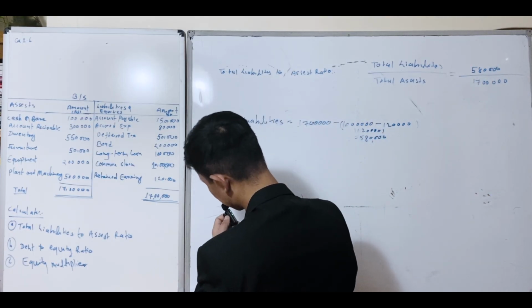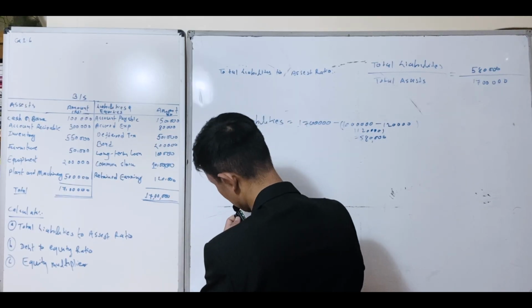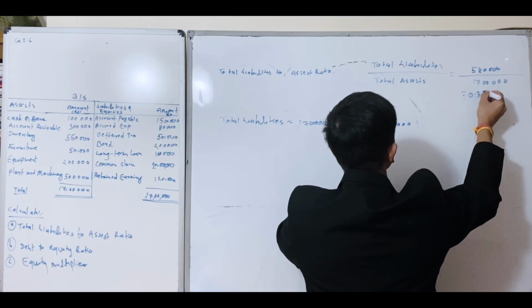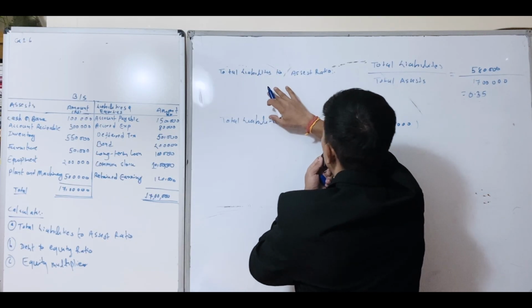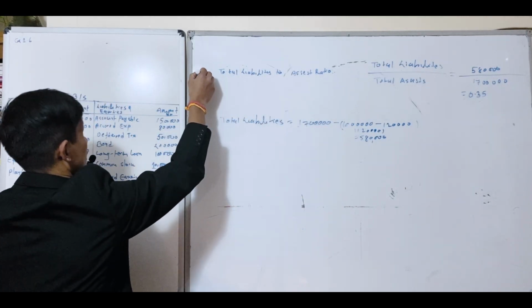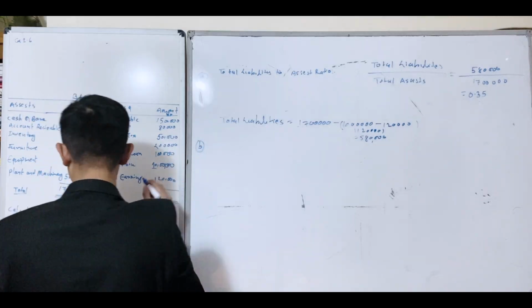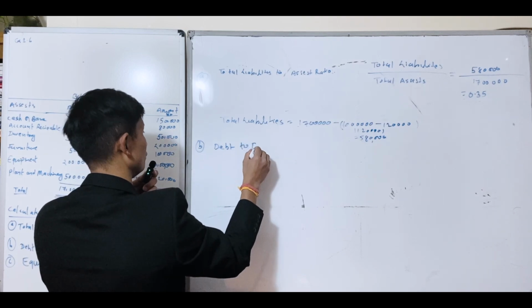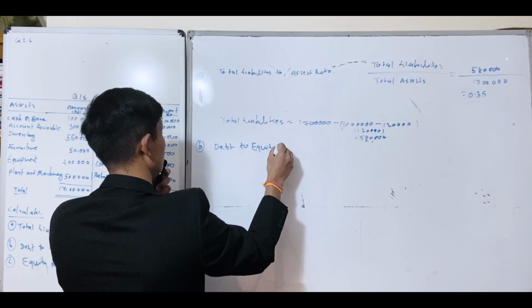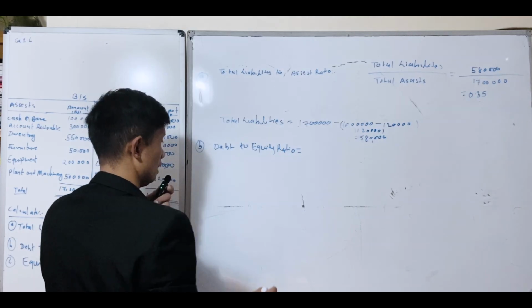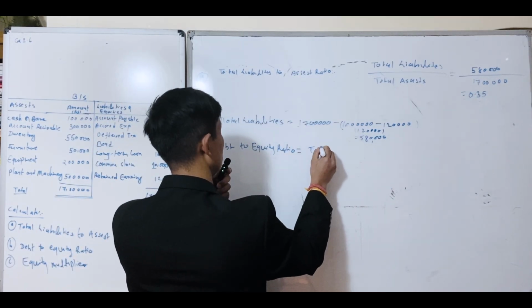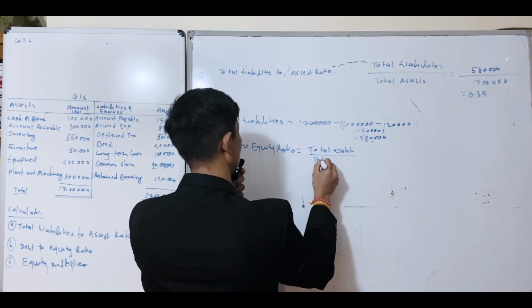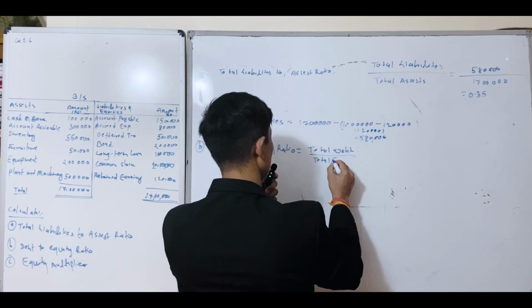So let's divide 5 lakh 80,000 by 17 lakh. So we get the figure 0.35, which is the total liabilities to assets ratio. For the second figure, we are asked to give the debt to equity ratio. The debt to equity ratio formula is total debt divided by total equity.